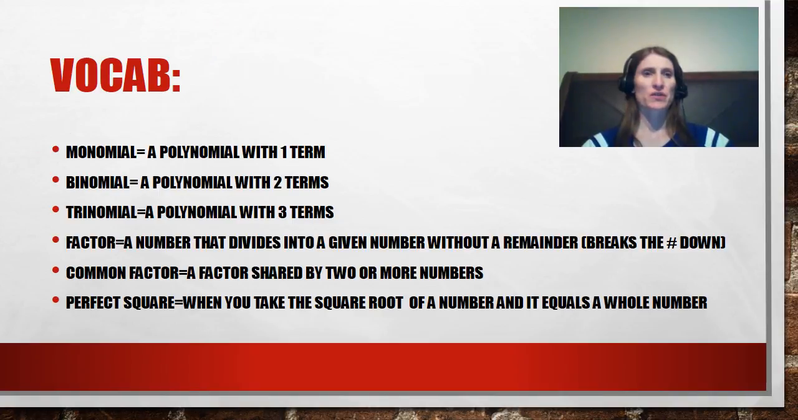So first of all, I wanted to go over some vocab real quick, remind you of some words here. The first word is monomial. So this is a polynomial with one term, meaning something like 3x squared. A binomial has two terms, so we could see something like 2x minus 4.